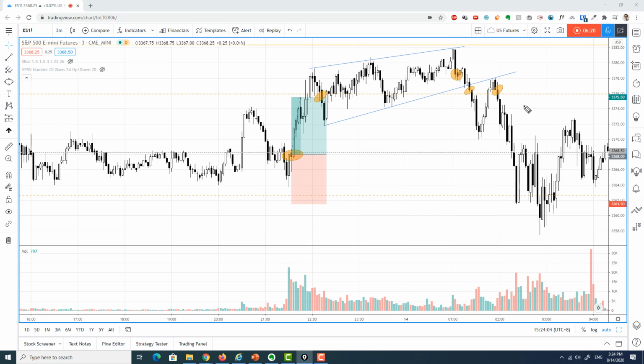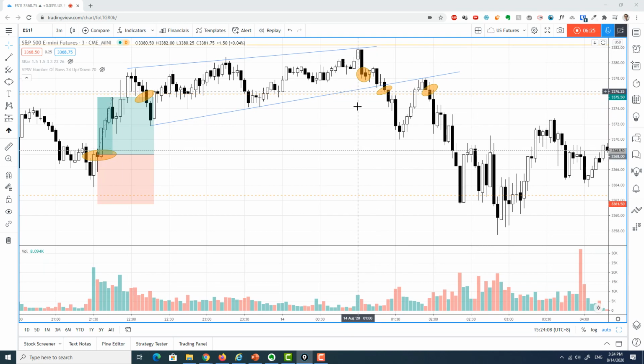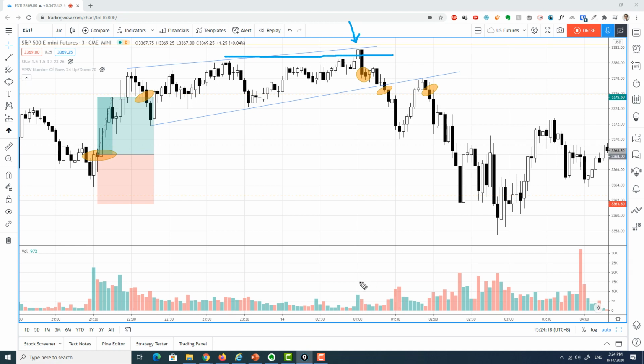If we zoom in on these two bars here, I want you to pay attention to them. The first is definitely this bullish bar, which tries to push it up, and you can see that we have a spike of volume here.